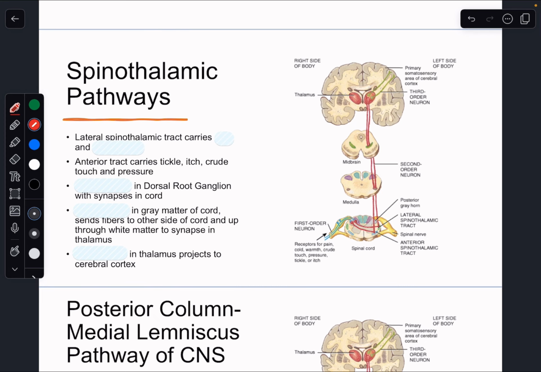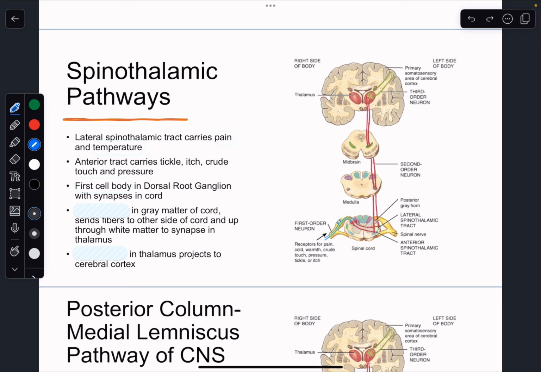All right, spinothalamic pathways. The lateral spinothalamic tract carries pain and temperature. Where is the lateral? Right here is the lateral. As you can see, let me use a different color. Right here's the lateral, and it carries pain and temperature. The anterior carries tickle, itch, crude touch, and pressure. So right here's the anterior, and it carries tickle, itch, crude touch, and pressure.